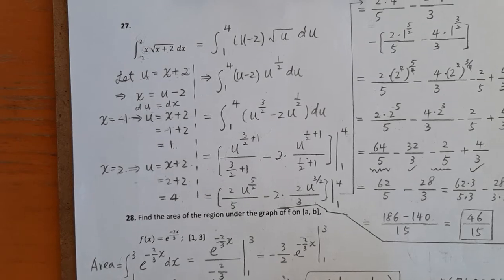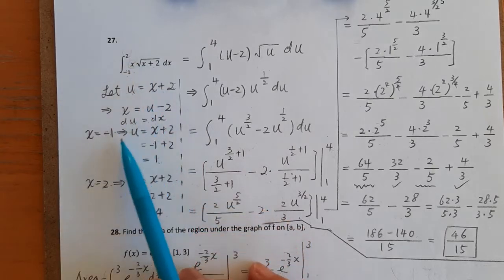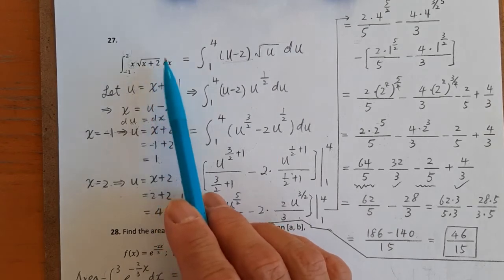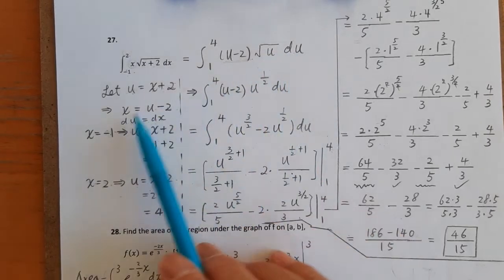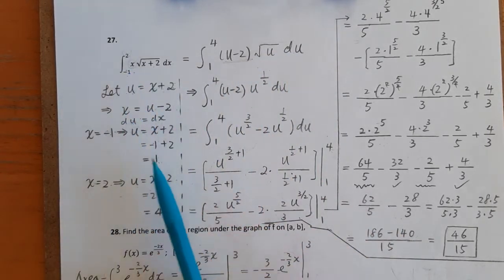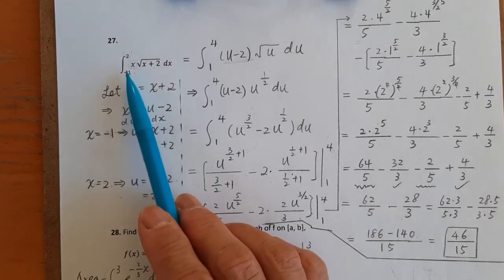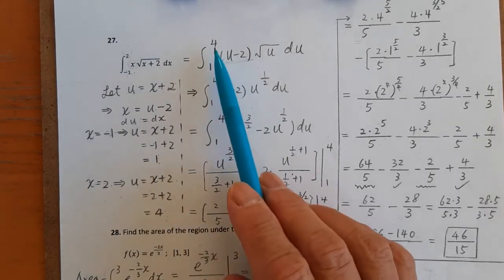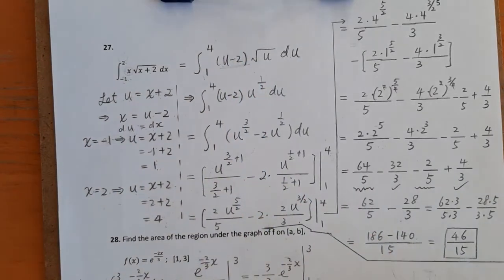Now we do the substitution. In the integral, x becomes u minus 2, plugged in with parentheses, and the square root of x plus 2 becomes the square root of u. dx is du, and the limits, with x going from -1 to 2, become u going from 1 to 4. So we got this equal to this. This is in x, this is in u.